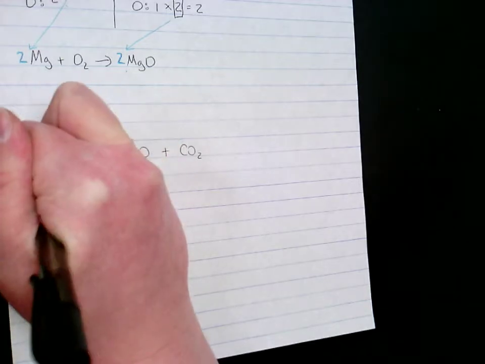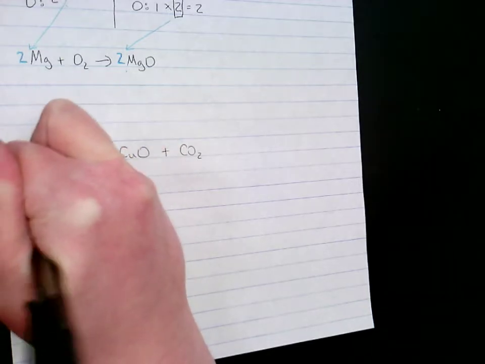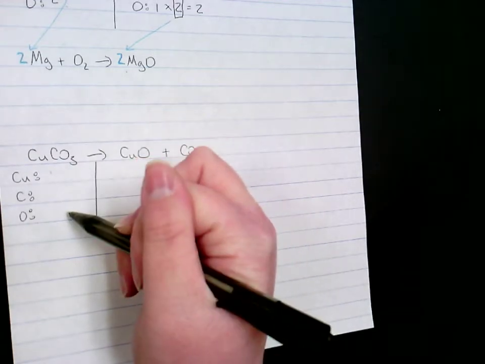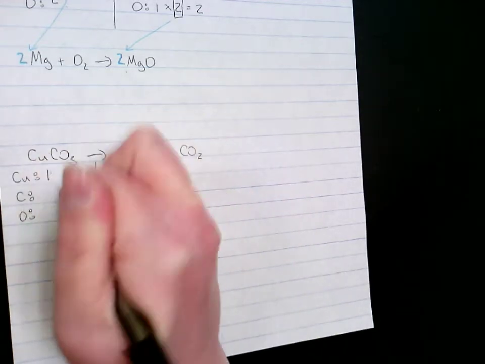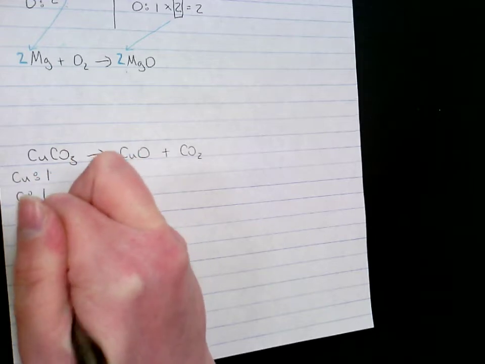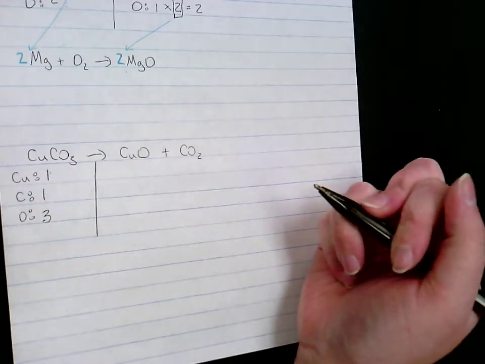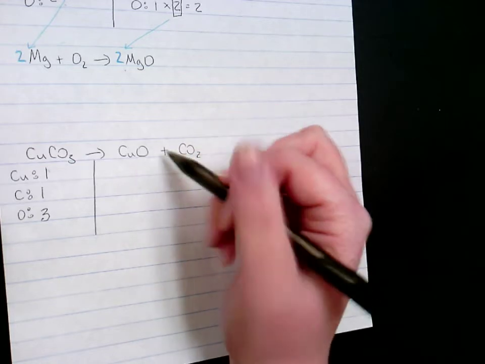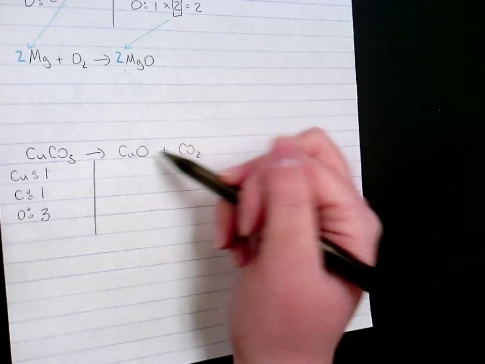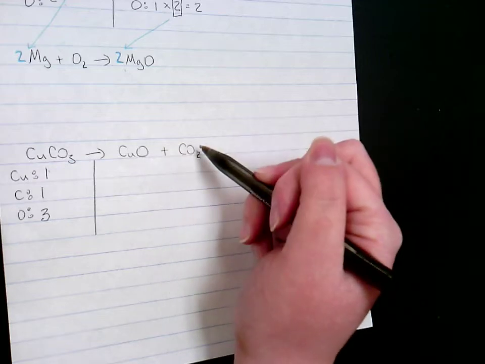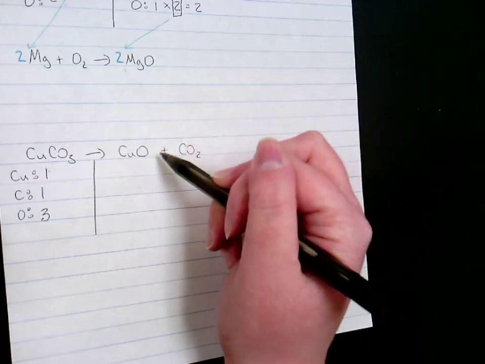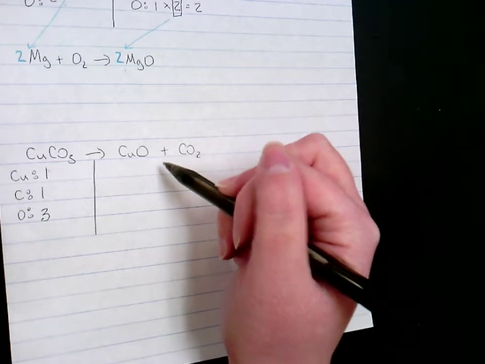So I have copper, and I have carbon, and I have oxygen on my reactant side. And I have 1 copper, 1 carbon, and 3 oxygens. I'm going to do the same thing on the product side, but you can see already I've got oxygen in multiple places on my product side, which means I'm going to have to list it multiple times.